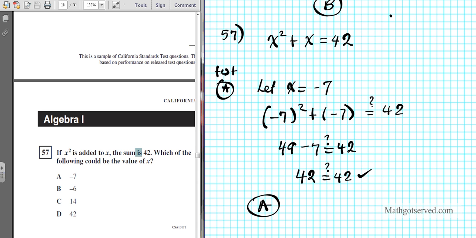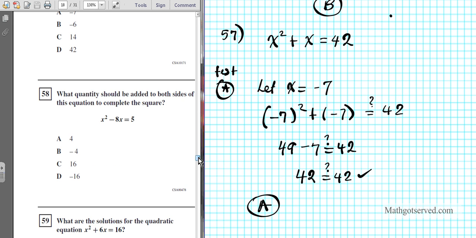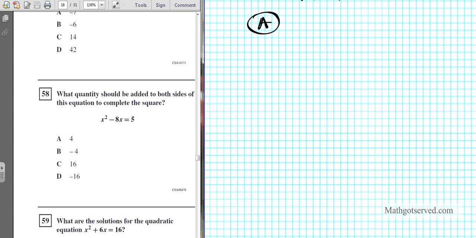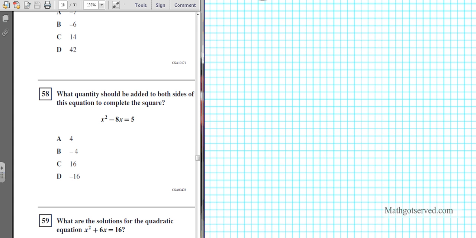Had it been that option A did not check out, we'd just simply move on to B, C, D, and hopefully one of them is correct. All right, let's move on to the next question, question number 58. It says, what quantity should be added to both sides of this equation to complete the square?